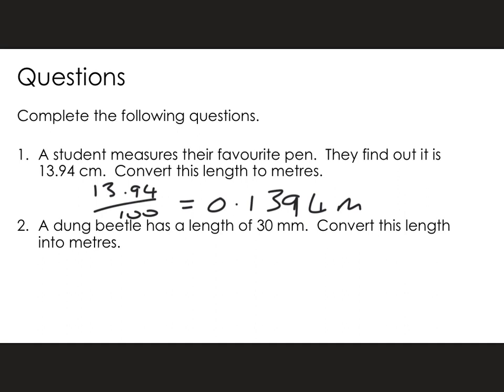The next question says a dung beetle has a length of 30 millimetres, and you want to convert this length into metres. So 30 millimetres, remember that there are 1,000 millimetres in a metre. So in this case, we're going to do the 30 over 1,000, and then we'll put that into a calculator to get an answer. That's going to equal 0.03 metres.